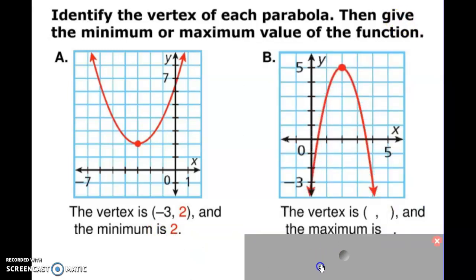Now look at this example. This parabola is opening downward. That means that this point is going to be my maximum point. The vertex, the point where it curves, is 2, 5, and the maximum is 5.